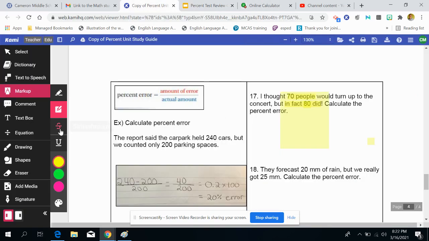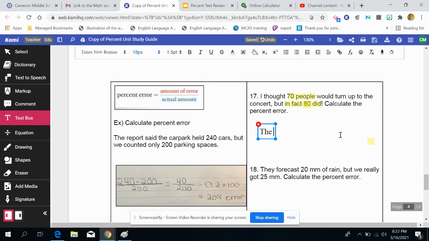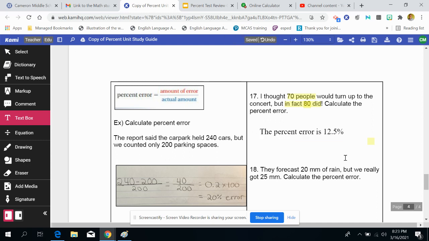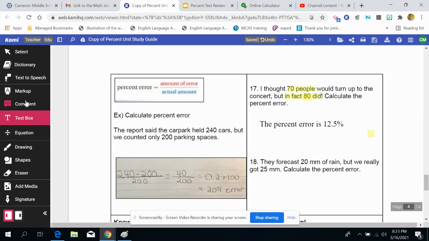So my percent error is 12.5. I'm going to go back, answer my question. I made a little mess with my highlighter, but I think we'll just have to live with that. Maybe not. Can I delete that? There, I got rid of that. All right. So the percent error is 12.5%. That's number 17.